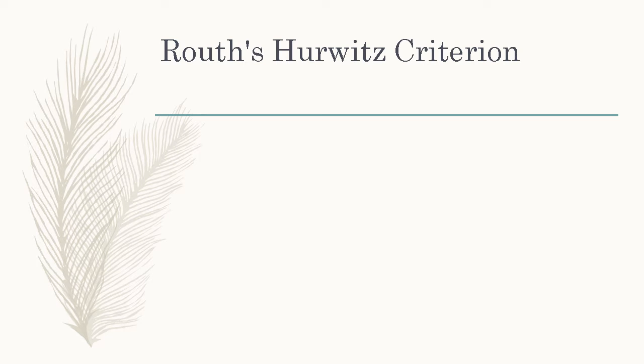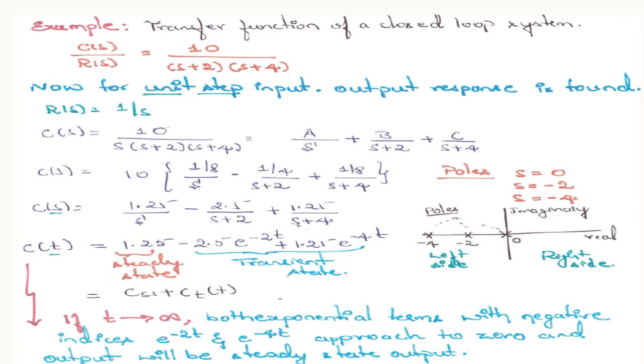Now the last part of this model is the Routh Stability Criterion, or Routh-Hurwitz Criterion. Now let us consider a simple example of a closed loop transfer function to find its stability. So this is the given equation, that is 10 divided by (s plus 2) into (s plus 4). So we are interested in the system output.